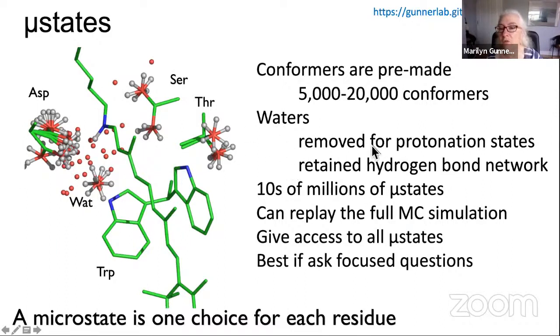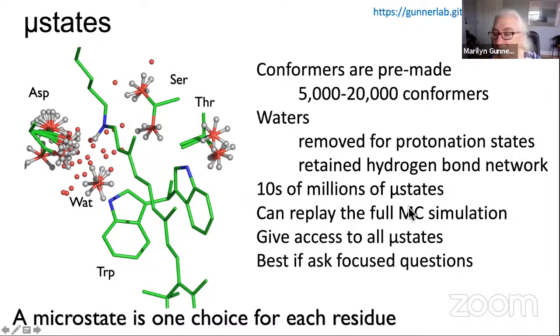Explicit waters are removed when we calculate the PLS protonation states. I think it's just more efficient, and I actually think it's probably more accurate, but we go back and forth. But they're retained for hydrogen bond networks. So actually for most of the problems now, we will be doing runs with both, and we can compare the protonation states and other things.